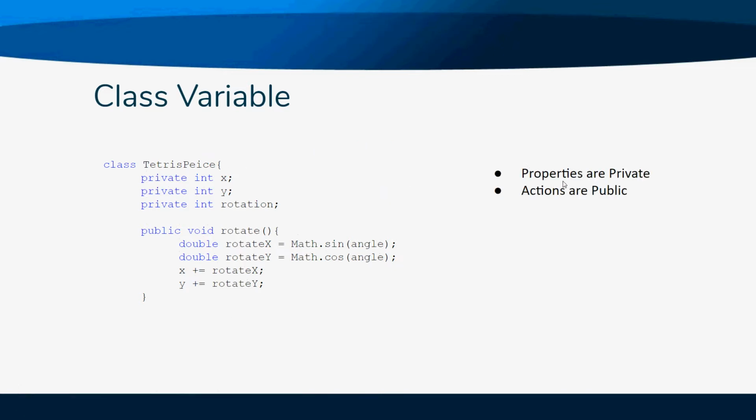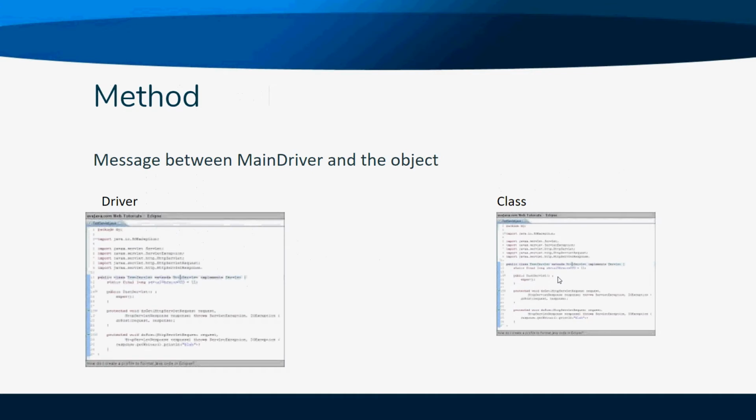Okay, properties, your attributes up here, these are going to be private variables. See the keyword private? You want to keep them private, protects your data. All of your actions need to be public, because we need to be able to access the actions from our driver file. We can't access anything that's private from our driver file. Okay, and so because we can't access those private variables, we have messages.